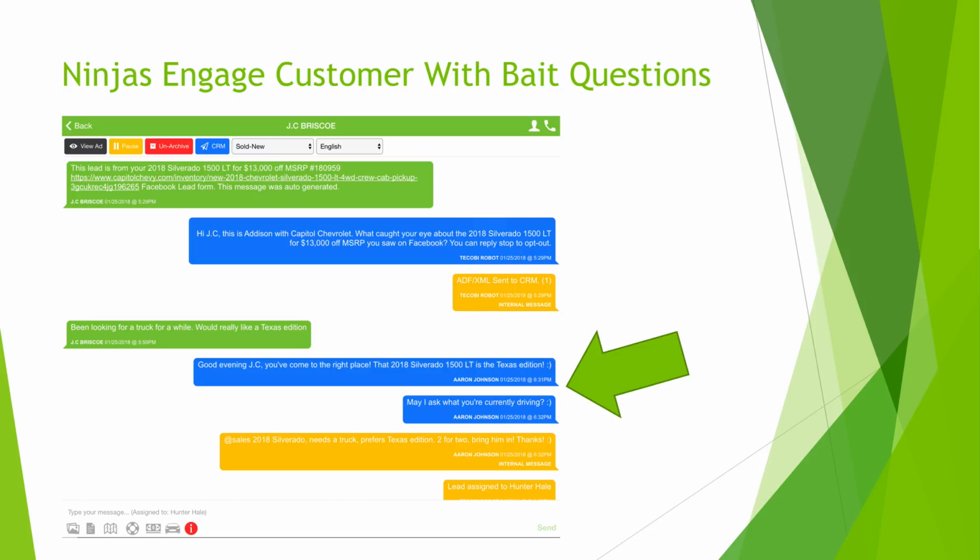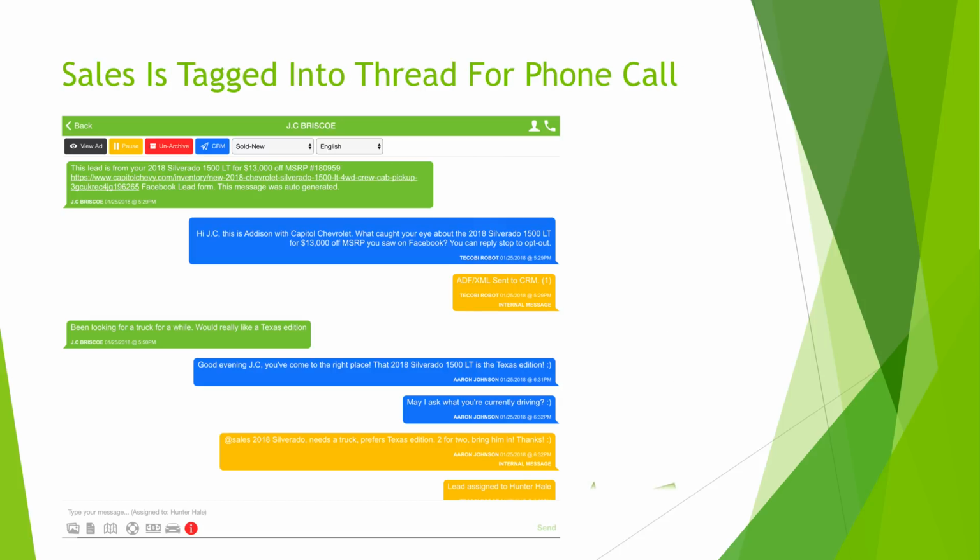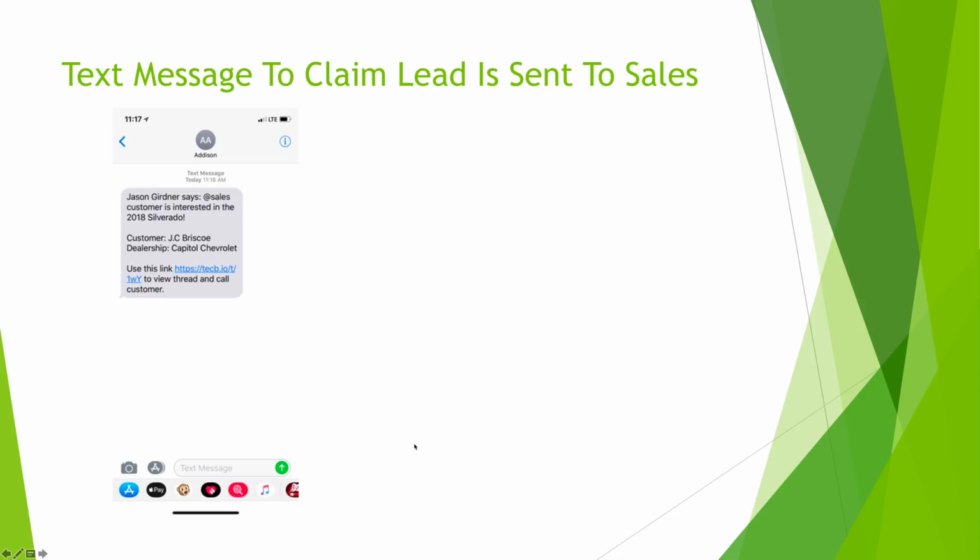We're trying to keep them engaged because we are going to tag in sales. So you could see here in this yellow box that we've tagged sales and let them know that this customer is interested in the Chevy Silverado Texas Edition. When we tag in sales, everyone in the sales group is going to get a text message. So you can see here that I tagged in sales in this particular thread, and there is a link in this text message. Here is the link to come back to that thread.